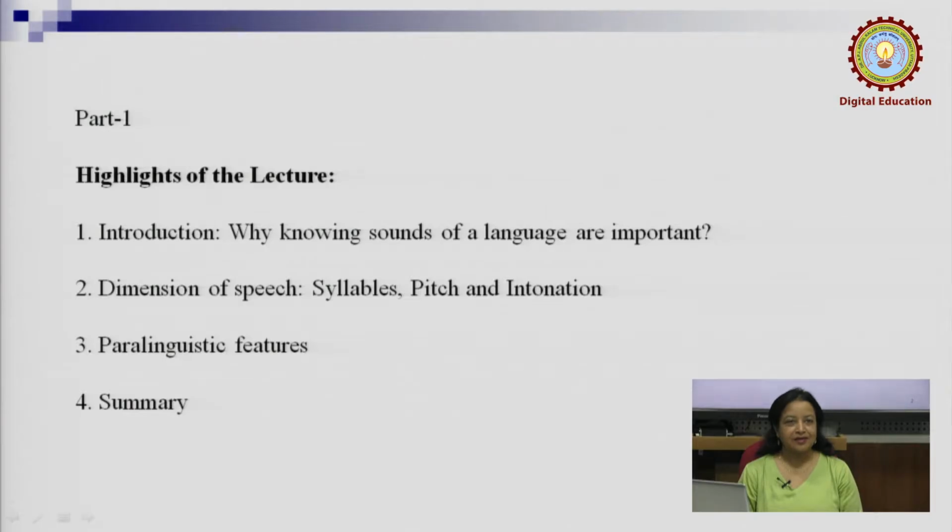So, here today in our lecture, we are going to see what is phonetics and pronunciation of module 4. The highlights of the lecture are introduction, why knowing sounds of a language are important. In the second part, we will see dimension of speech, syllables, speech and intonation. In the third section, we will see paralinguistic features and we will summarize in the fourth section.